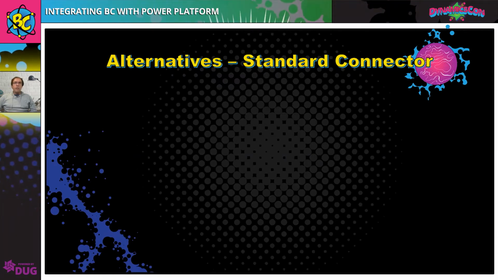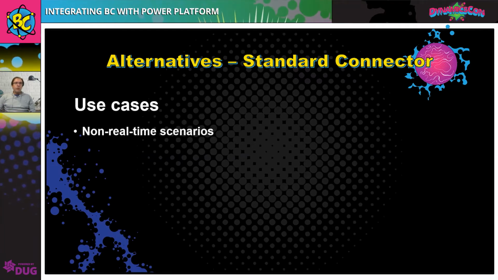The first one is the standard connector. You would be using the standard connector usually when you have non-real-time scenarios. So if I don't need to integrate the systems in close to real time, if the scheduler integration is good enough for me, then the standard connector is a really good solution.